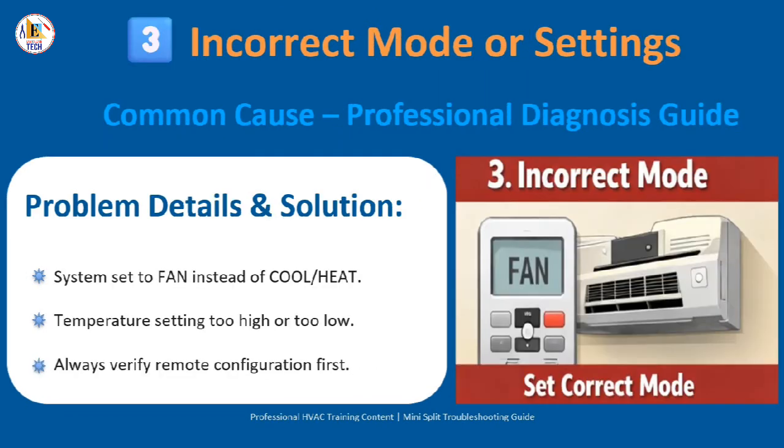3. Incorrect mode or settings. What happens? Sometimes the system works perfectly but the settings are wrong. What you notice? System set to fan mode. Temperature set too high for cooling, or too low for heating. Timer function activated. Quick check. Always verify: mode, cool or heat. Correct temperature. No time restrictions. This simple check solves many service calls.